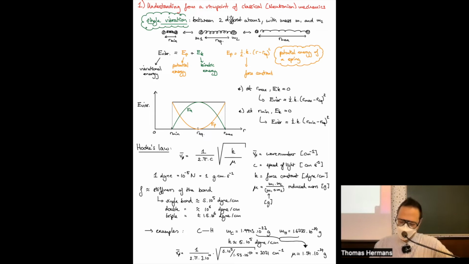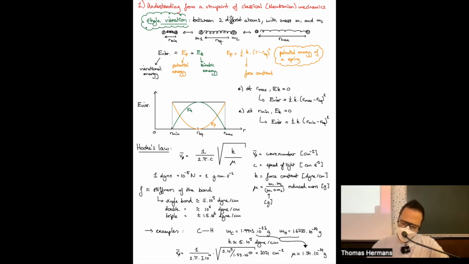For example, carbon-hydrogen. The mass of carbon in grams is 1.9943 times 10 to the minus 23 grams. And the mass of hydrogen is 1.6735 times 10 to the minus 24 grams. And it's a single bond, so we say the force constant is 5 times 10 to the 5th dyne per centimeter.